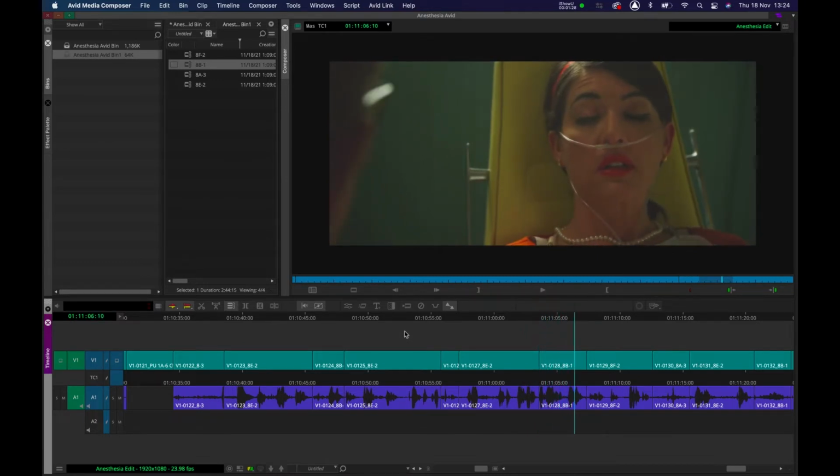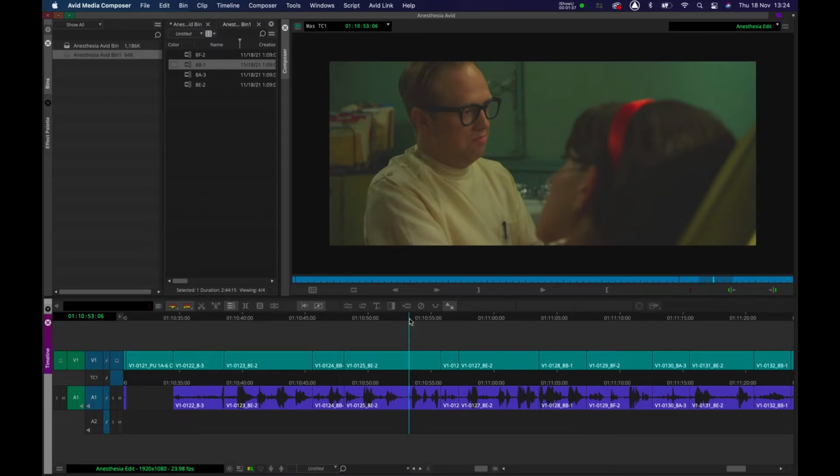So let's now consider what pacing is and how pacing can have an impact on the rhythm of the scene and the performers. Let's have a look at this exchange here.